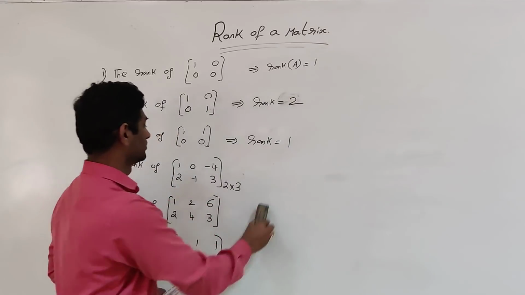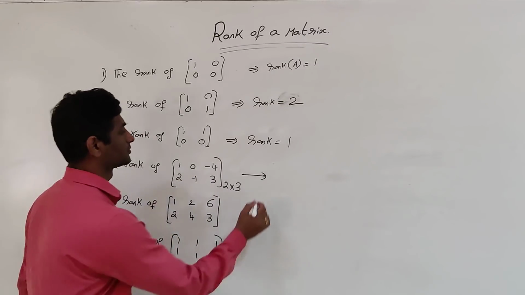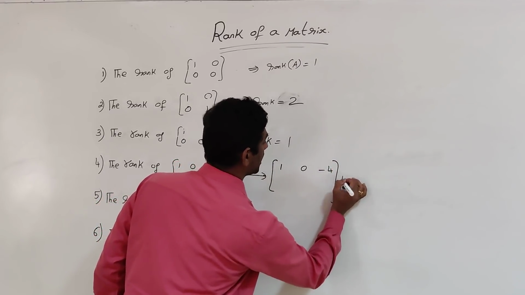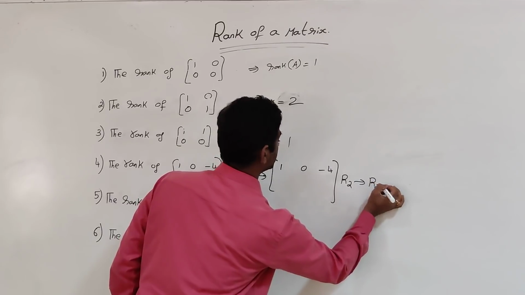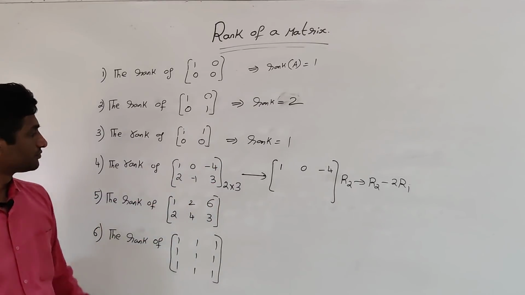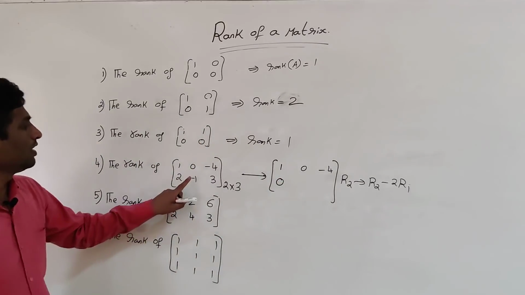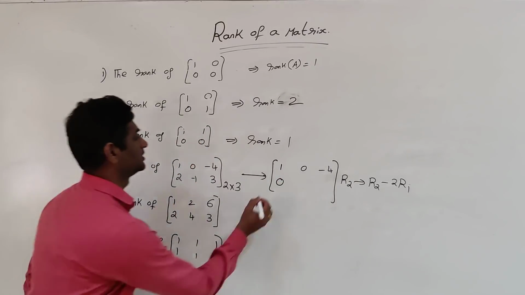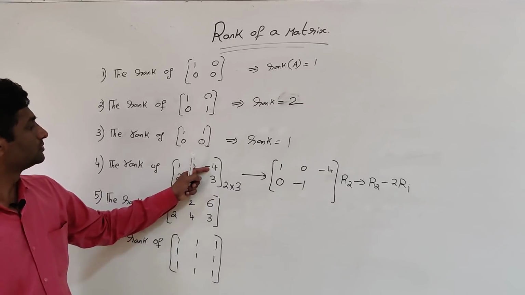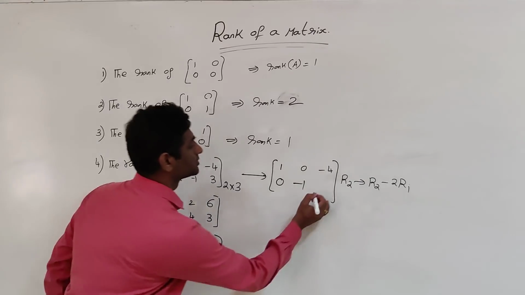By using the operation, I am going for R2 replaced with R2 minus 2 times R1. 1 0 minus 4 will be as it is. Next, 2 minus 2 times 1 is 0. Minus 1 minus 2 times 0 is again minus 1. 3 minus 2 times minus 4, so 3 plus 8, so 11.